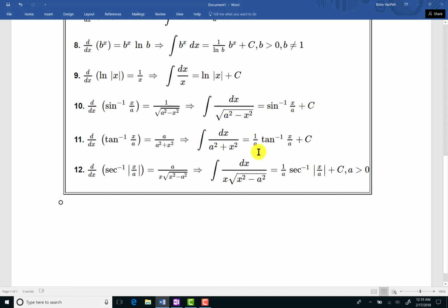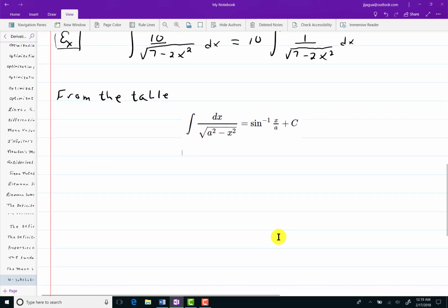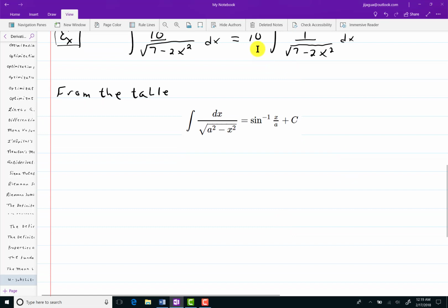So let's take a look at mine. I think what I'll do, let's bring that over here. Okay, so I'll go ahead and put that in here from the table. So let's take ours and examine how close it is. The 10 is not a big deal. I'll keep it around so I don't forget it, but the real stuff is inside of the integral. So I have 10 times the integral. I like to put the dx after it and put a 1 on top, but no problem at all.